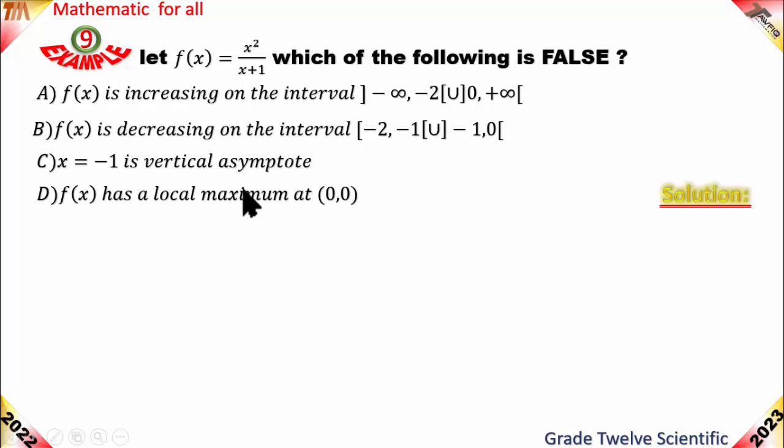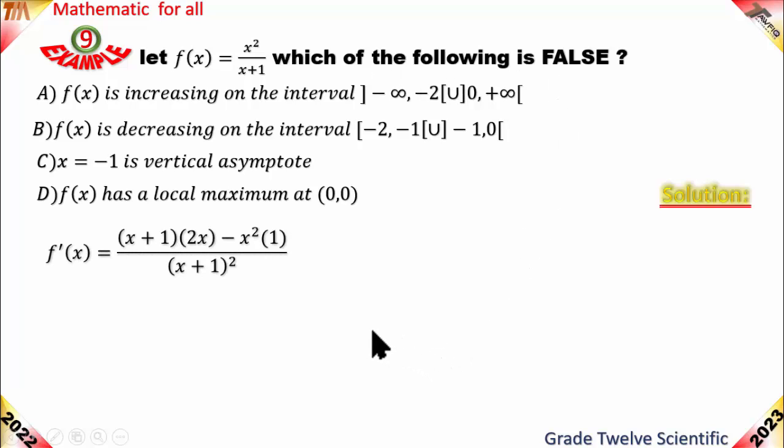Question number 9. Let f of x equal x squared times x plus 1. Which of the following is false? First of all, let us take the derivative.